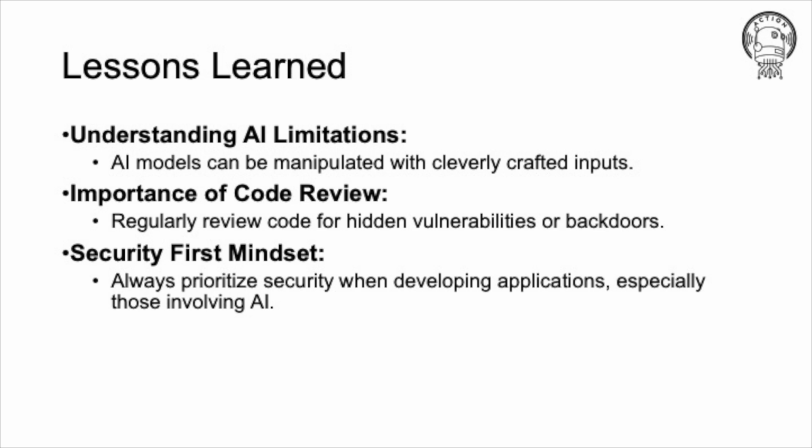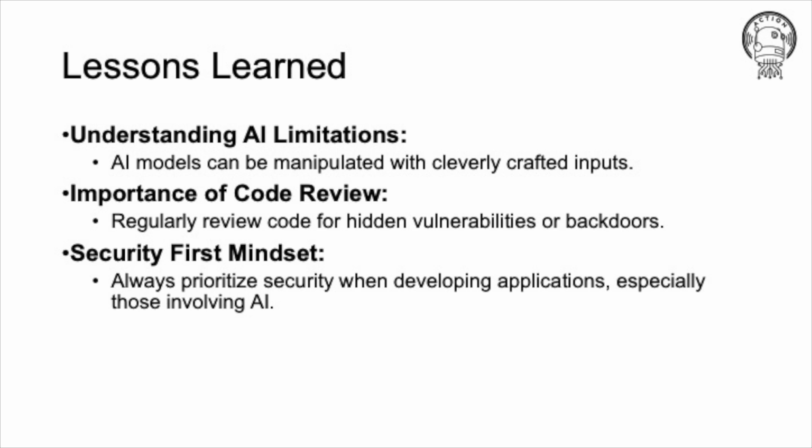Understanding AI limitations is crucial. AI models follow instructions but can be manipulated with cleverly crafted inputs, and they lack the ability to discern malicious intent in prompts. Regular code reviews and the use of automated code analysis tools can help identify hidden vulnerabilities, including intentional backdoors.